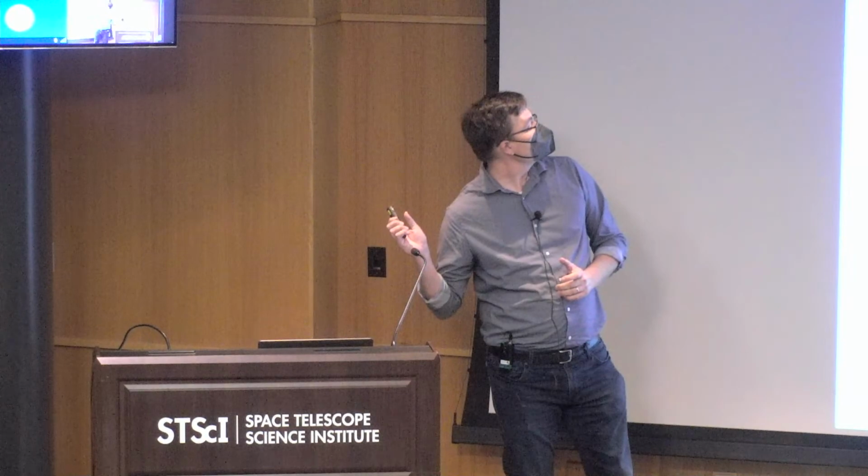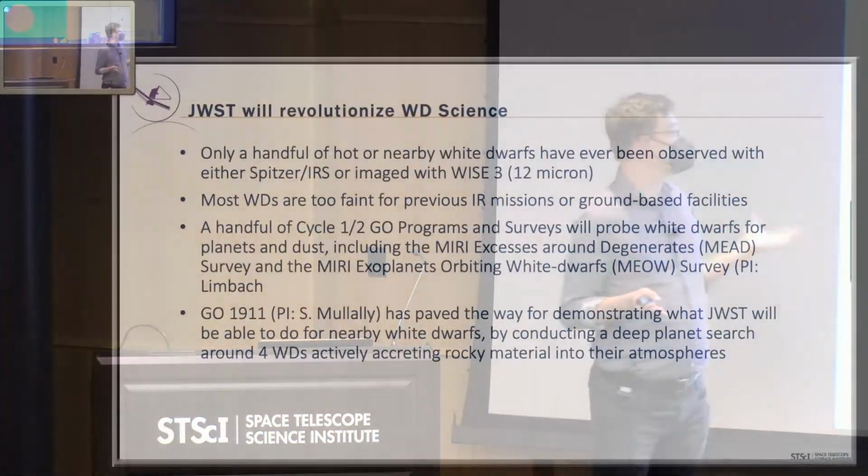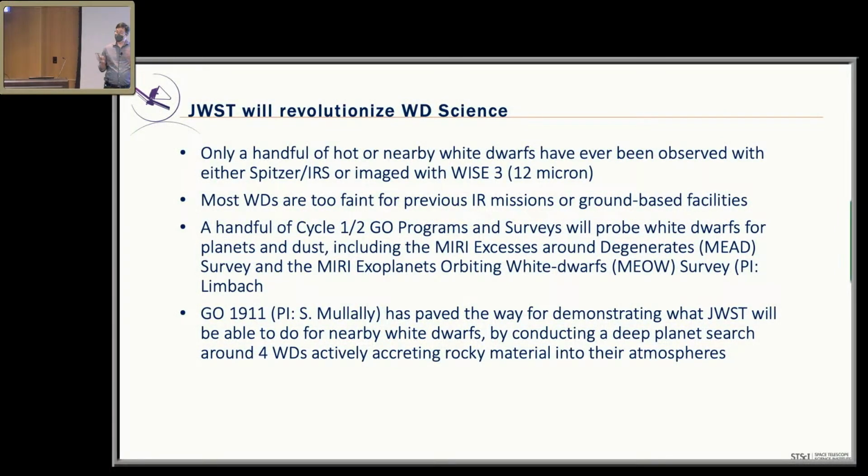Additionally, because white dwarfs are intrinsically low luminosity, they haven't really been studied in the mid-infrared very much. In fact, only a handful of white dwarfs have actually even been detected beyond about 10 microns. So we're in a new era where we can look at a lot of white dwarfs that previously have gone unnoticed and see what we can see.